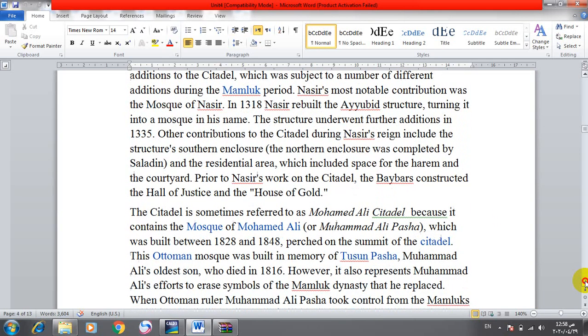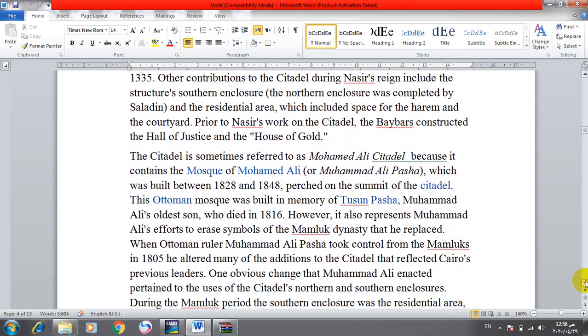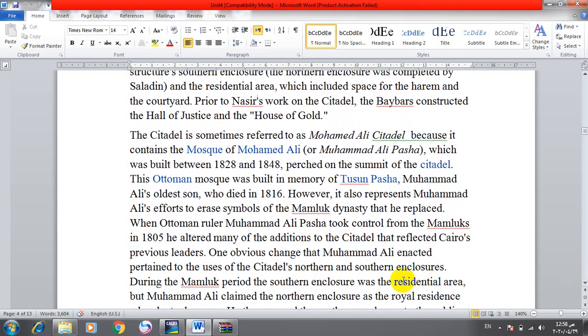The citadel is sometimes referred to as Muhammad Ali's citadel because it contains the mosque of Muhammad Ali Pasha, which was built between 1828 and 1848. Perched on the summit (قمة) of the citadel, the Ottoman mosque was built in memory of Tusun Pasha. مين توسن باشا ده؟ Muhammad Ali's oldest son, ابن محمد علي الكبير, who died in 1816.